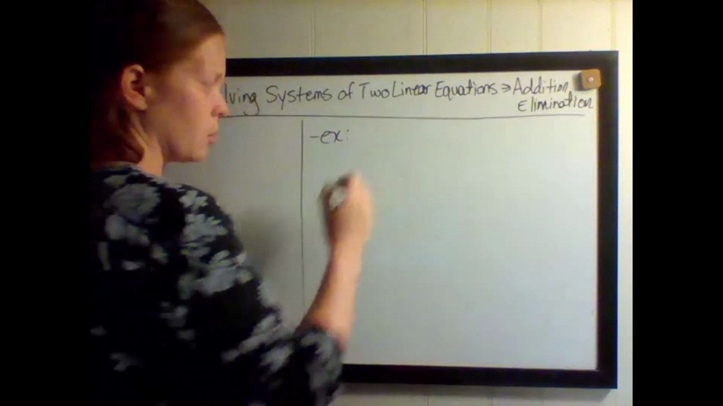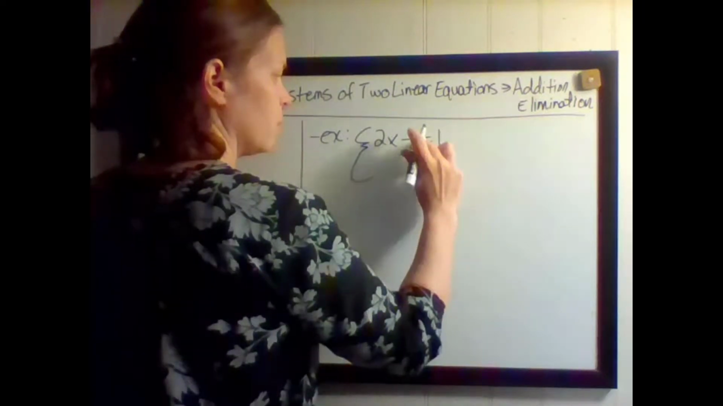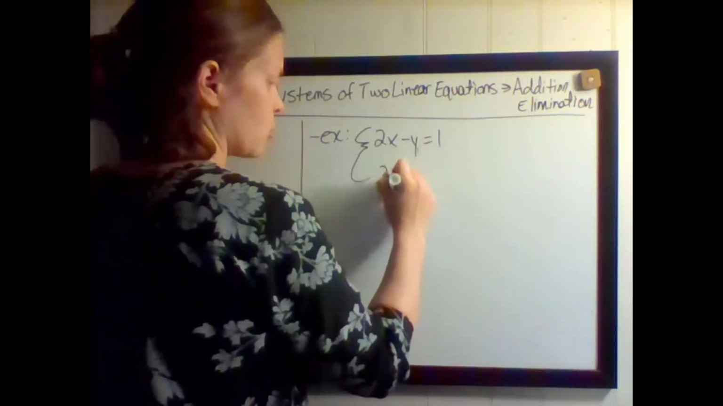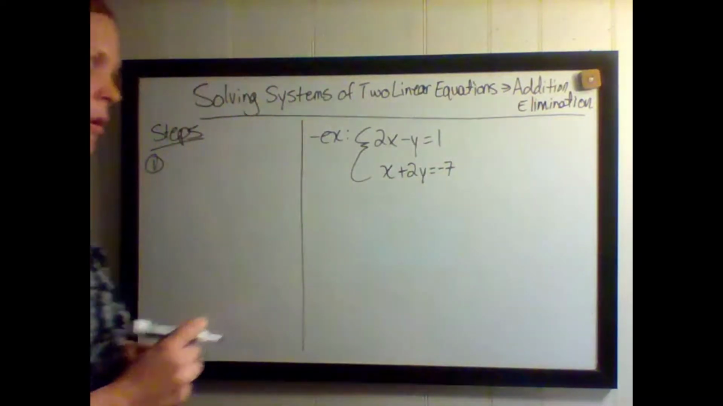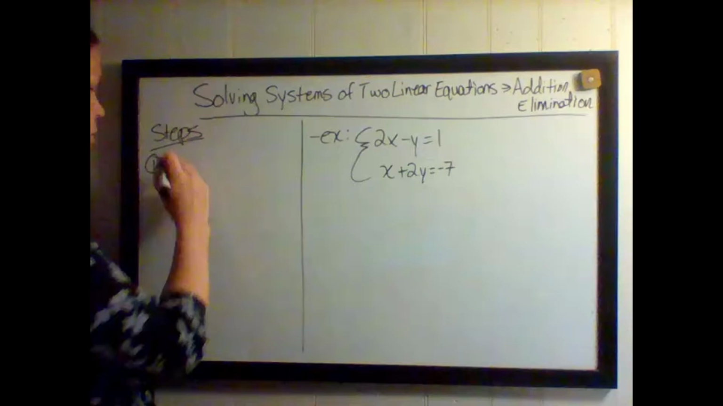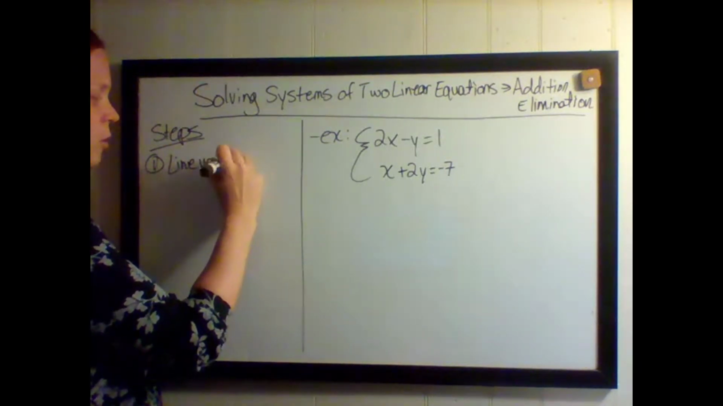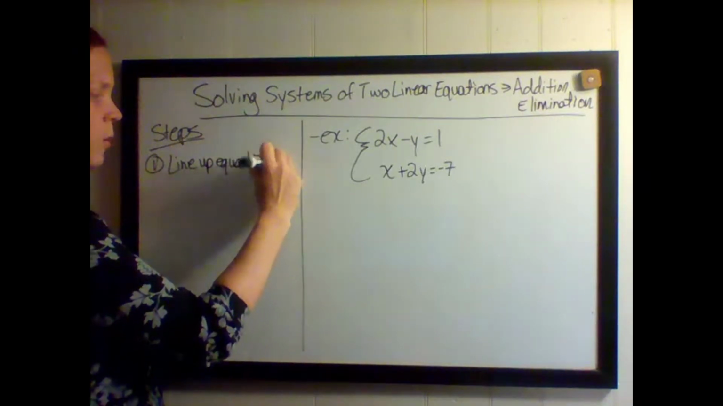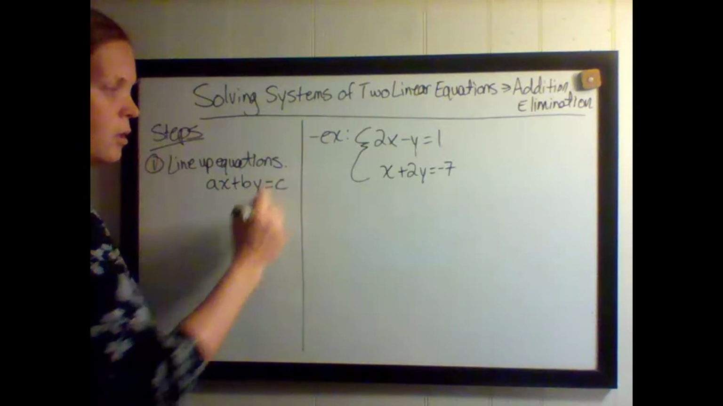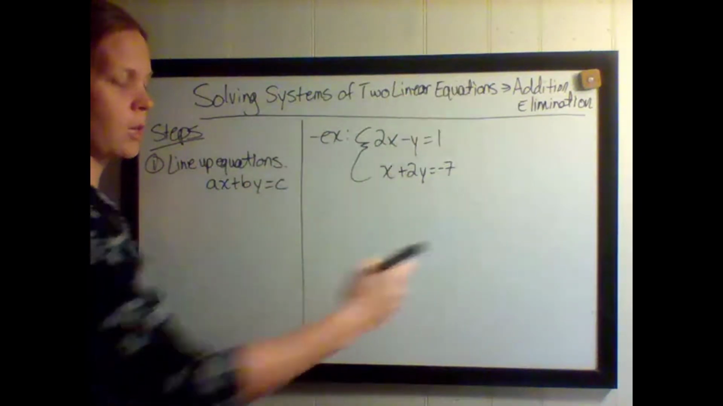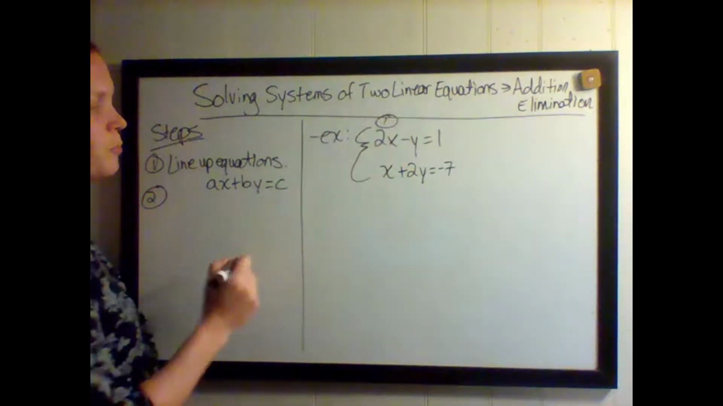And the example we're going to do is 2x minus y equals 1 and x plus 2y equals negative 7. So first step is actually done for us. First step is to line up the equations. And what I mean by line them up, put them in standard form: ax plus by equals c. So x, y equals constant. So this one's already done for us. So this step 1 is done.